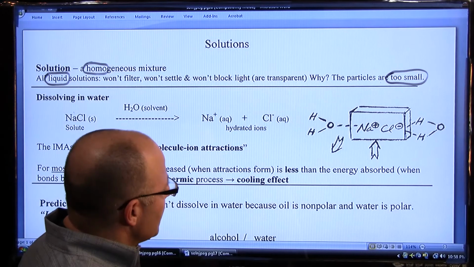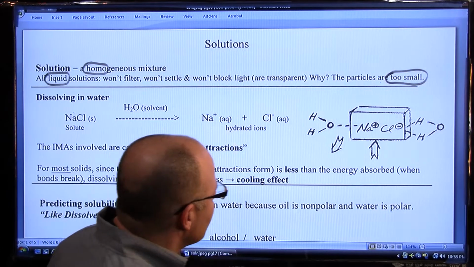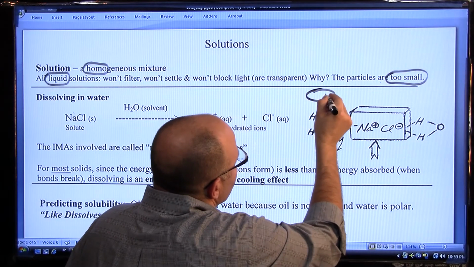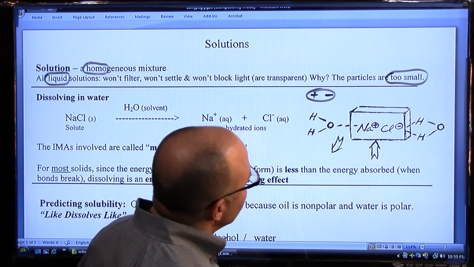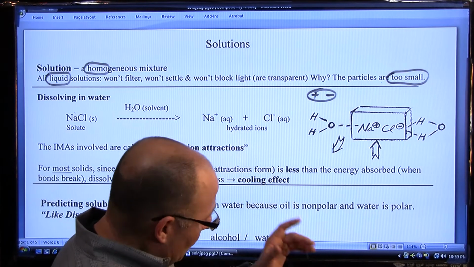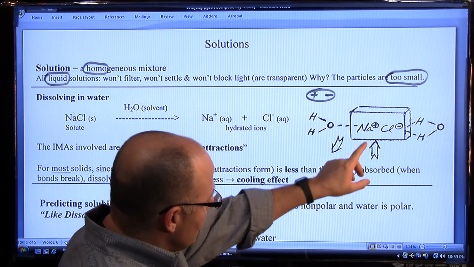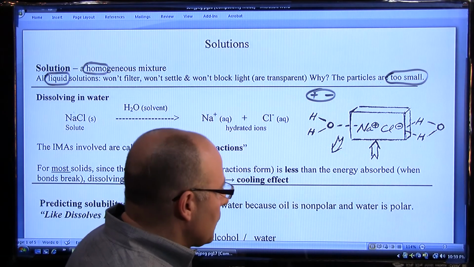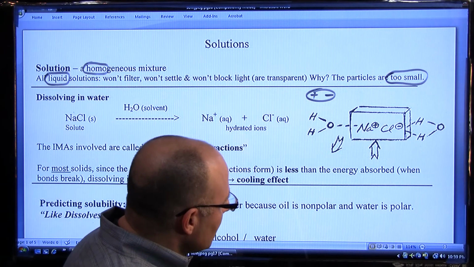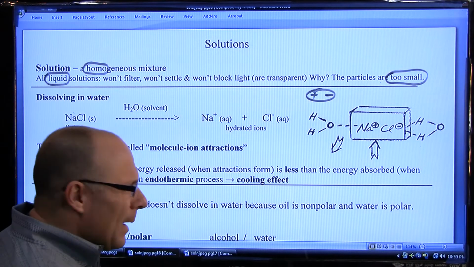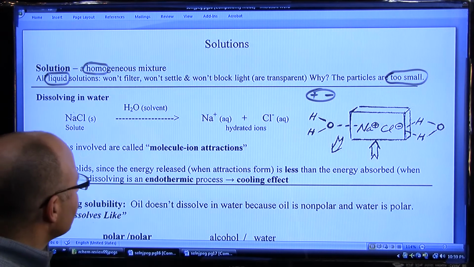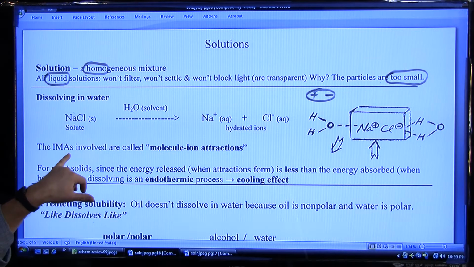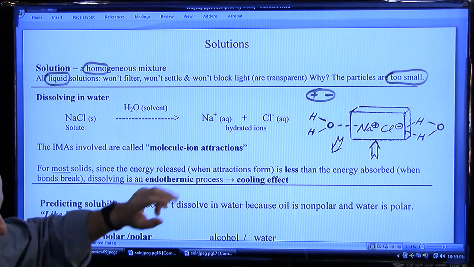They're kept separated because the water molecules surround each of the ions. That occurs because the water molecule, if you recall, is a polar molecule, so it has a negative and a positive pole. There will be an attraction between the sodium ions and the negative pole of the water molecule, which is the oxygen atom. As mentioned in the bonding unit, these intermolecular attractions are called molecule-ion attractions.